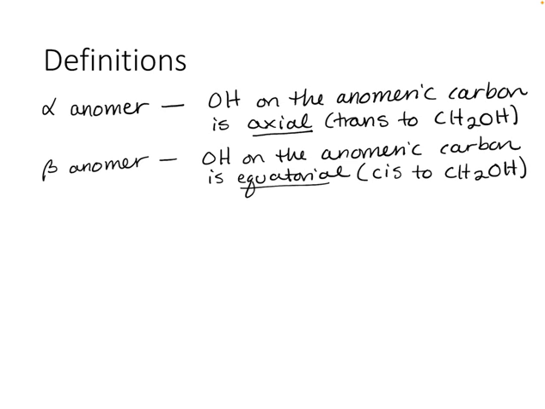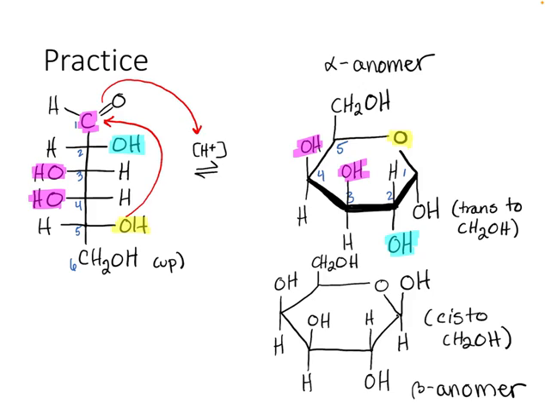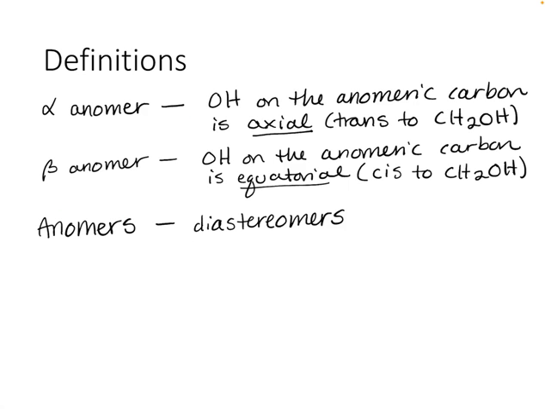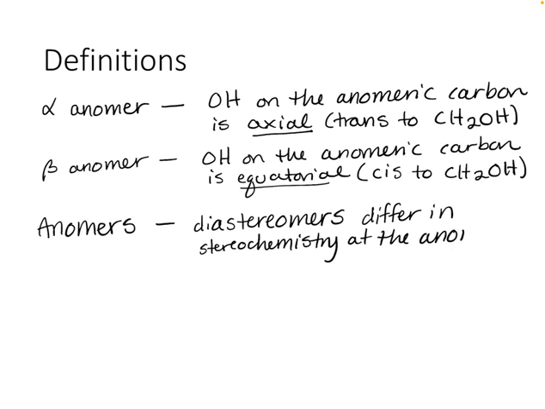Now, what are anomers? So we said that anomers are, well, we didn't really say this, but they are diastereomers because if you notice, let's go back. If you notice, all of the chiral centers stay the same except for carbon 1. So only one of the chiral centers has changed between our anomers. So remember, that would be diastereomers if only one stereocenter changes. So the diastereomers here differ in stereochemistry at the anomeric carbon.